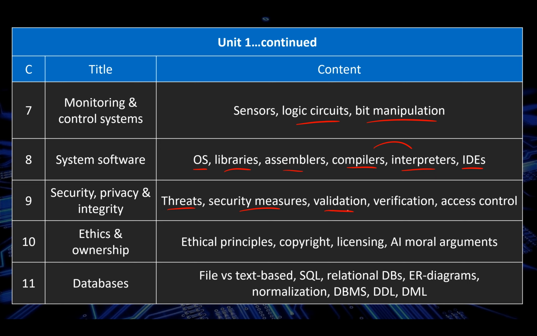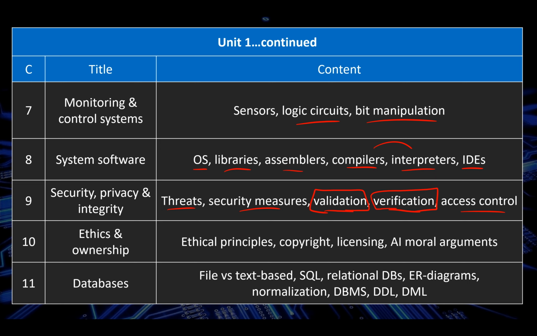Then validation, so how we can check the data is in a reasonable format. That's what they say for validation. Then verification, this is not only checking that, of course, first it has to be validated, to make sure it's a reasonable format. Then verification is checking that the data is actually correct. Then access control, different permissions.